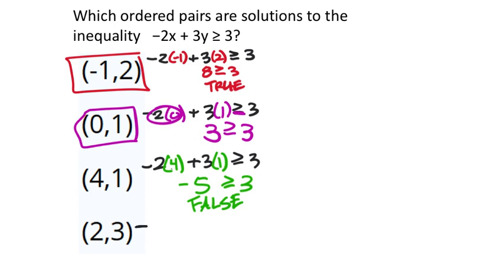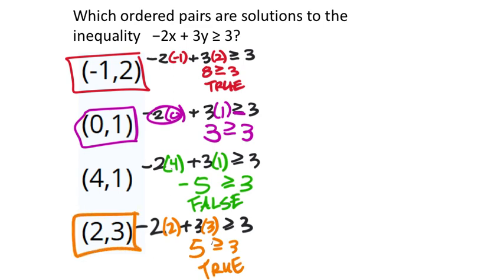Now let's try the next one. So negative 2x plus 3y is greater than or equal to 3. Let's replace the x with 2 and the y with 3. Okay, so that's negative 4 plus 9. Negative 4 plus 6 is 2, right? 2 is greater than or equal to 3. I think that's false, isn't it? No, that's 9. That's why you should use the calculator. So it's 5 is greater. Yeah, now it's true. That's why, again, use a calculator for this stuff.